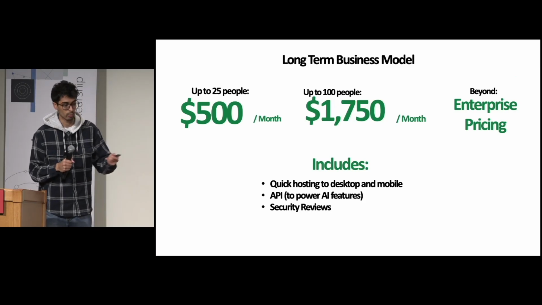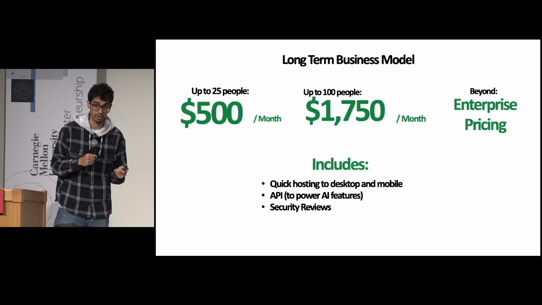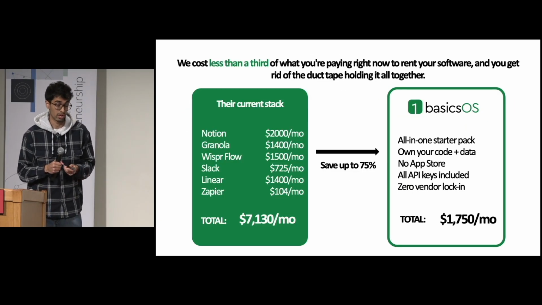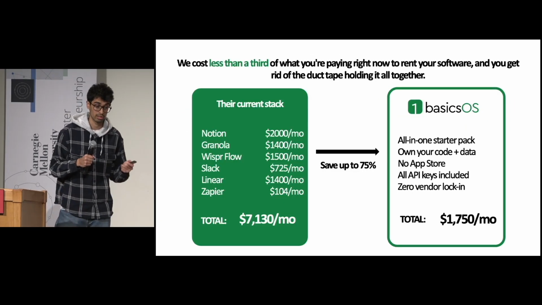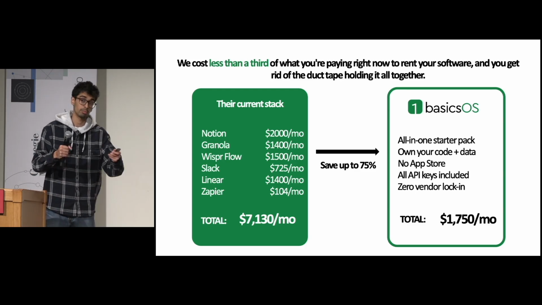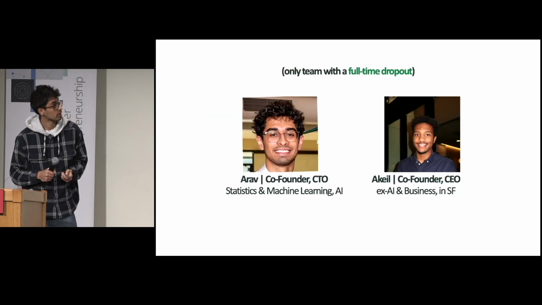This is our business model. We make money by helping people host and deploy, by a gateway that we're using to power AI features and on-prem security reviews. Not only are we quicker to implement, we cost less than a third of what people are already paying, it's listed up there, all while giving you complete ownership of the code and data with 0 vendor lock-in.